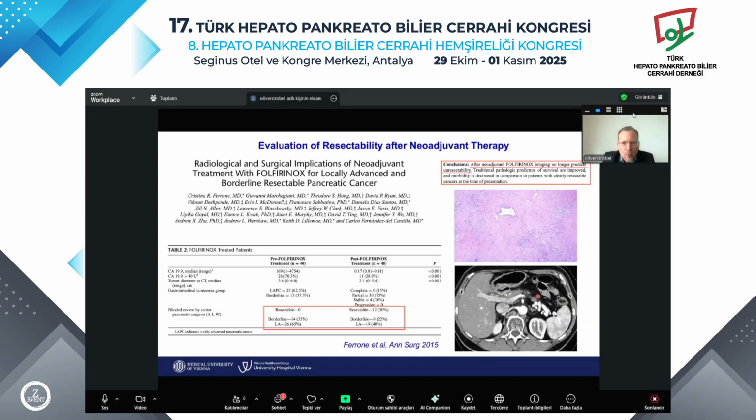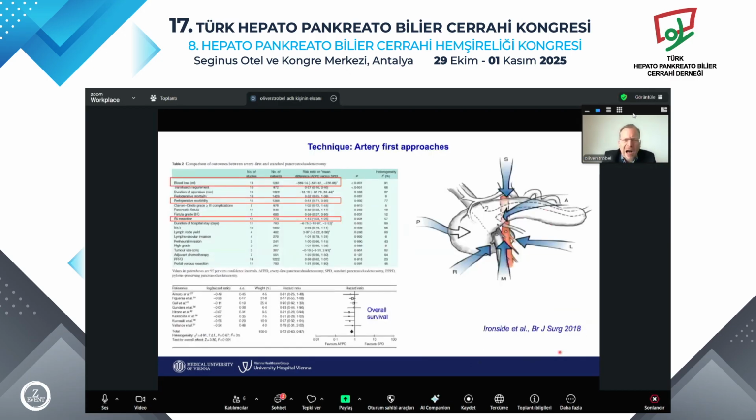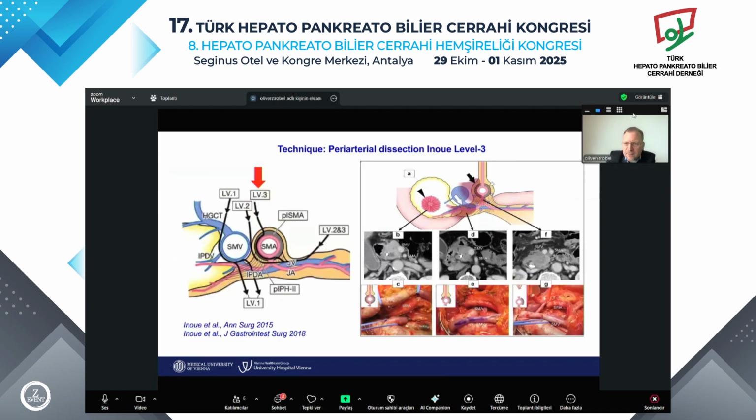We think that all patients who have no progression should undergo surgical exploration. And after the neoadjuvant therapy, the resection margin still counts with the 1 millimeter rule, as we recently published in the British Journal of Surgery. So how can we technically do this? I think we should use artery-first approaches, especially in locally advanced pancreatic cancer, but also in borderline and resectable, because this increases the likelihood of R0 resections and makes especially these complex resections safer.